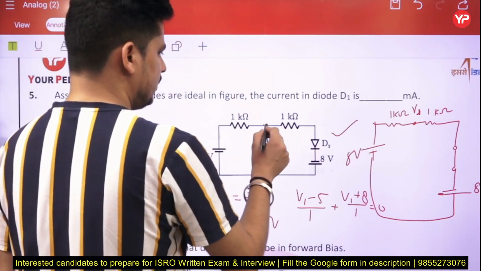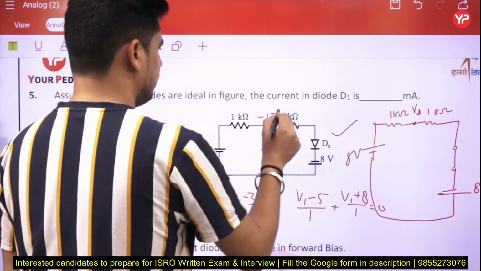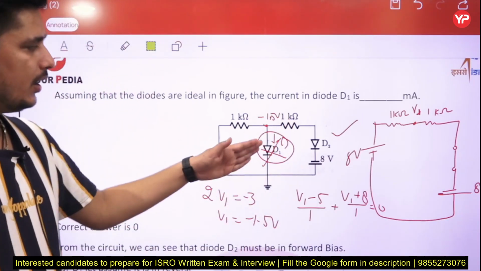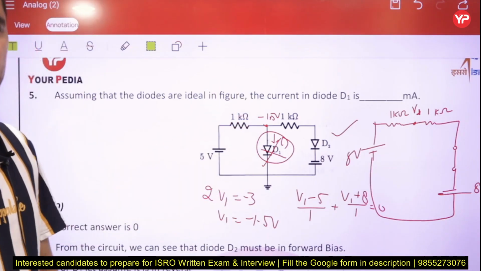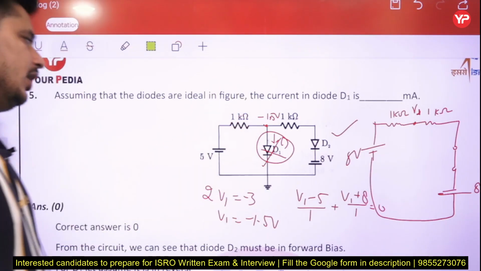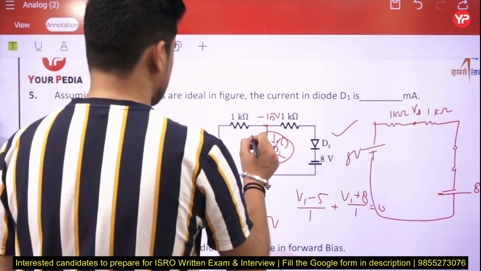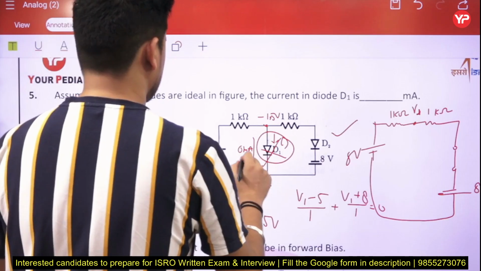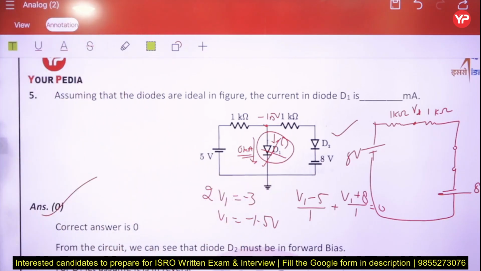So if the voltage here is minus 1.5 volt, this diode D1 can never be on, because it requires a voltage greater than 0 to be on. So D1 will be off, and if it is off, it is replaced by an open circuit, and the current through this one will be 0 milliampere. So the answer is 0 milliampere.